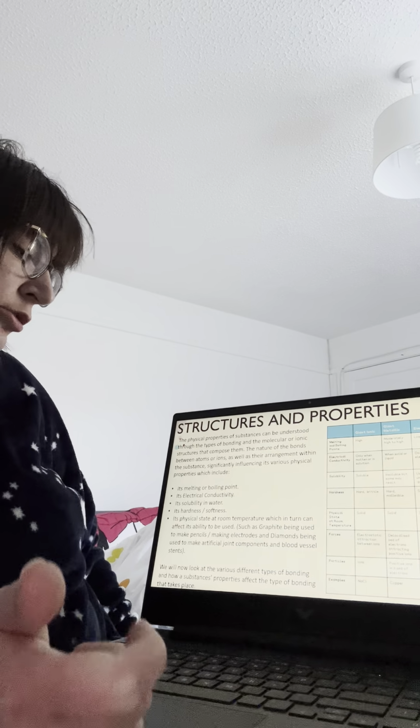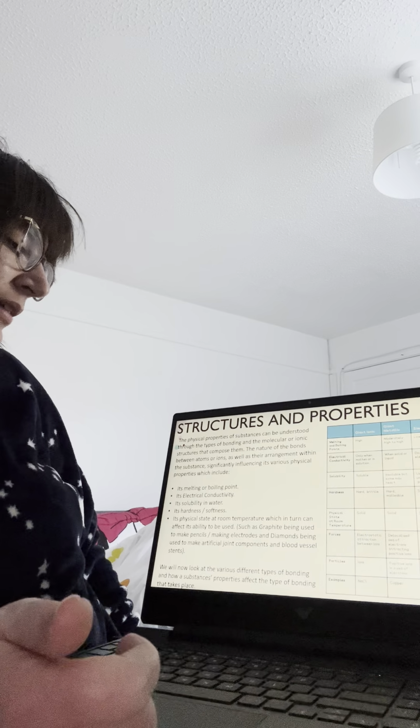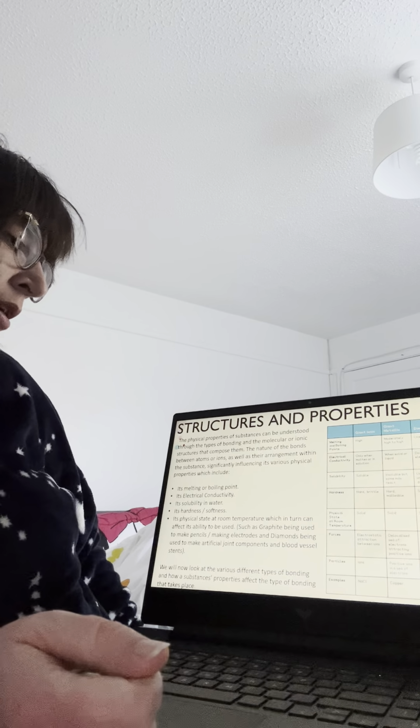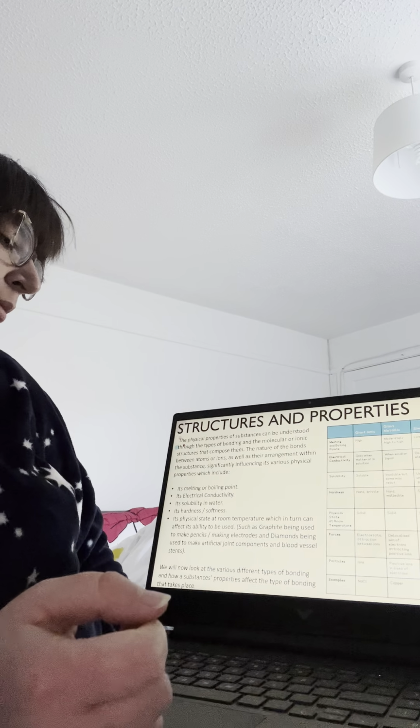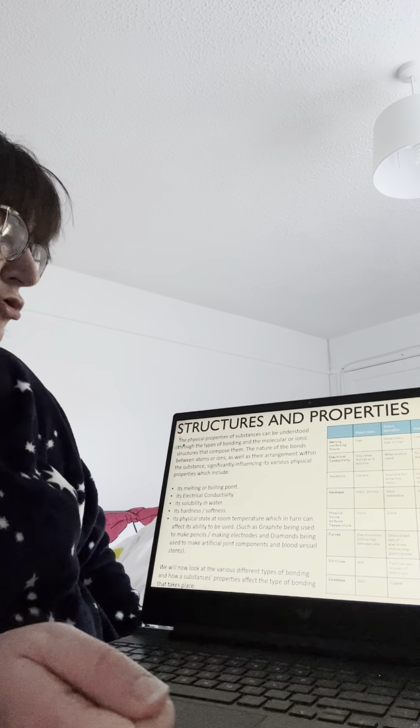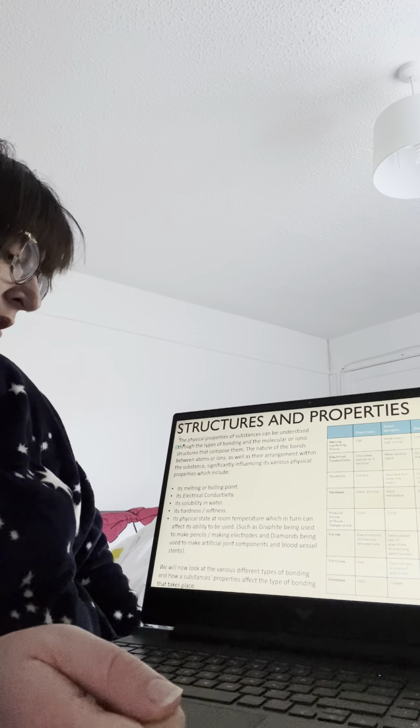whether or not it's hard or soft as a substance, and its physical state at room temperature, which in turn can affect its ability to be used, such as graphite being used to make pencils and electrodes, and diamonds being used to make artificial joints, components, and blood vessel stents.